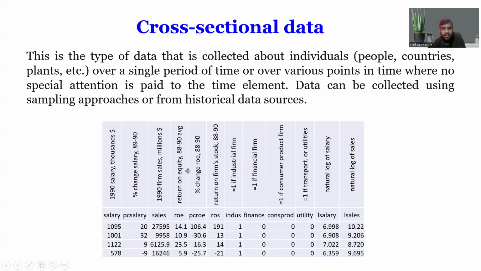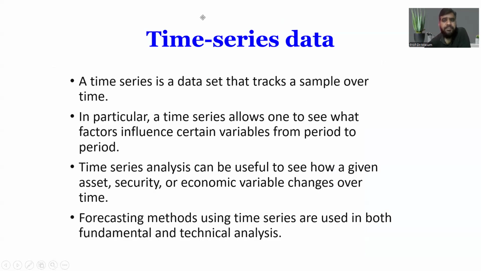So these are cross-sectional data because there are a lot of dimensions and only one year, 1990, a single point in time, a single period of time. Many observations, many individuals, different dimensions. This is known as cross-sectional data.